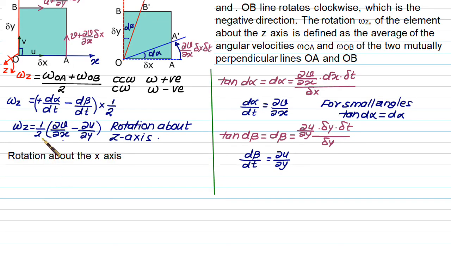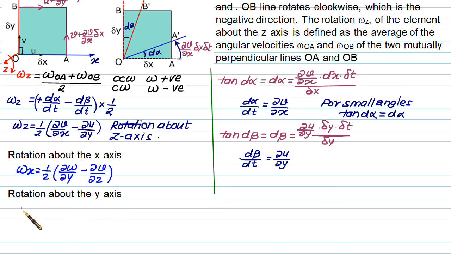We have x, y and z rotation like this one. So rotation about the x axis is represented by omega x, which is equal to again 1 by 2 into del w by del y minus del v by del z. And the rotation about the y axis is given as omega y, which is equal to 1 by 2 into the partial derivative of u with respect to z minus the partial derivative of w with respect to x.